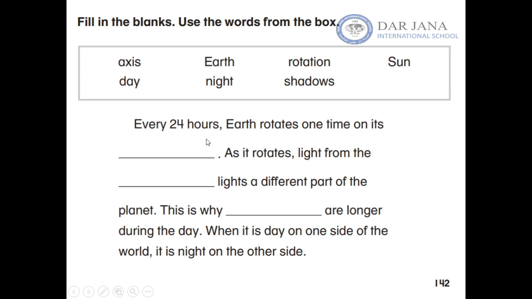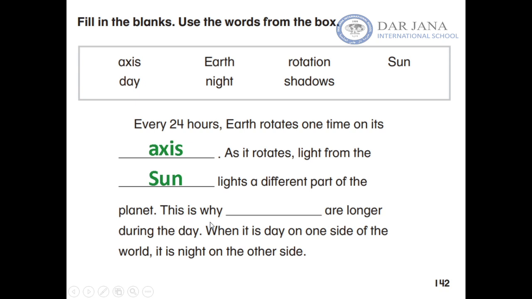Every 24 hours, Earth rotates one time on its what? The Earth will rotate on its axis. As it rotates, light from the, who will light the Earth? Light from the sun lights a different part of the planet.